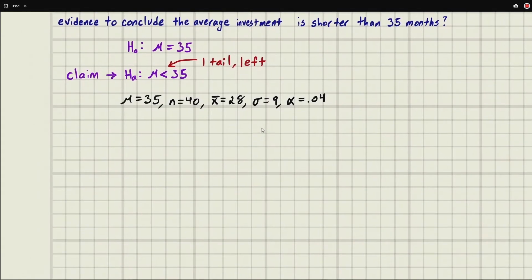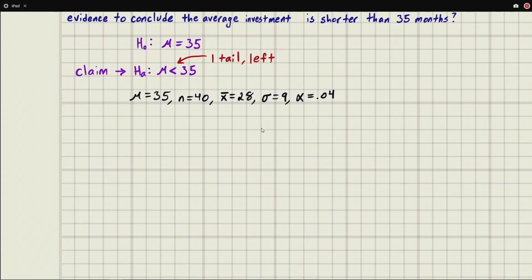So from here, we can do this two ways. We need to find our test stat, or we can use the p-value method in the calculator and all that. So let's find the test stat via the formula first, then we'll do it with the calculator method. So the test stat is going to be given by a formula. If you don't have it memorized, you could always go look it up.